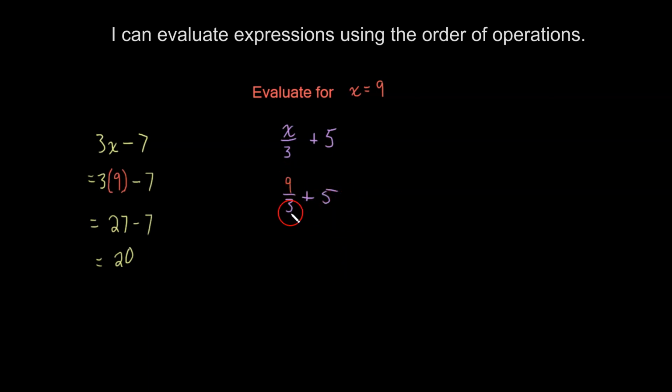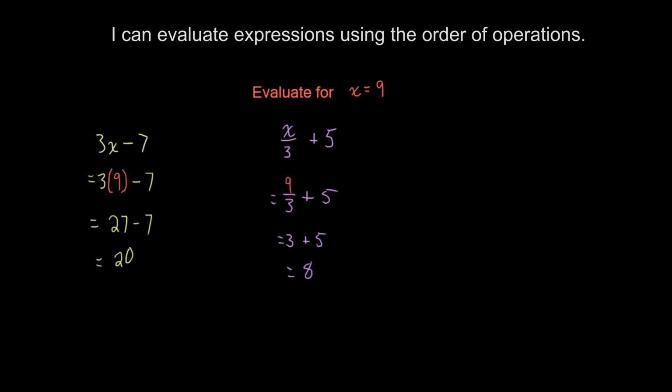Okay, and I know 9 over 3, or 9 divided by 3, is equal to 3. I bring down the plus 5, and I get that 3 plus 5 is equal to 8. So that is how I would evaluate the expression x over 3 plus 5 for x equals 9. So I substitute the 9 in, and then I just follow my order of operations from there.